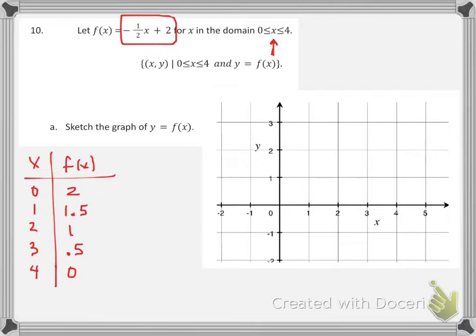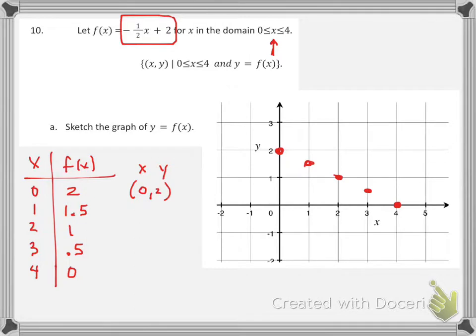All right, and now that we have that, we can sketch the graph. And remember, f of x is our y value. If we were to make these ordered pairs, I would have 0, 2, where the 0 is my x value, and the 2 is my y value. So f of x is y, just allows us to plot it on the coordinate plane. And so we get 0, 2, and 1, 1.5 is about right there. 2, 1 would be there. A 3, 0.5 would be here, and a 4, 0 is there.